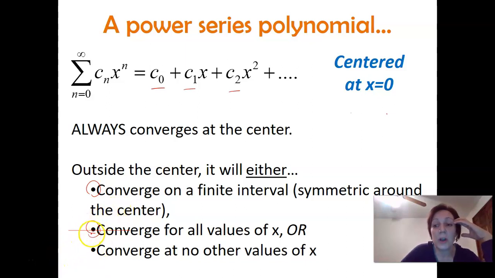Okay, so I want you to try some geometrics today, deciding if they converge or diverge. And then once you do that, we'll talk more about intervals of convergence. See you later.